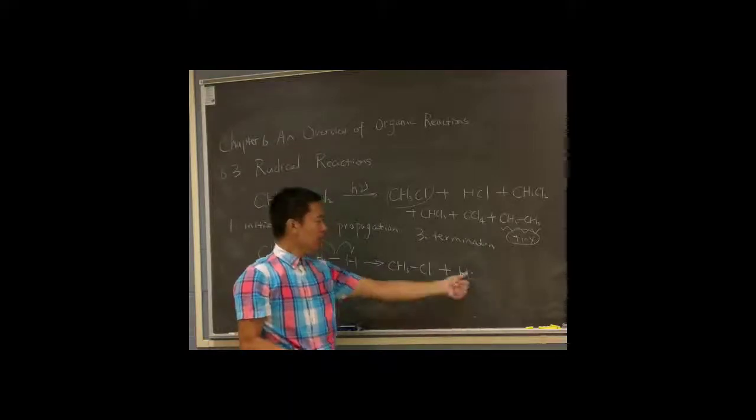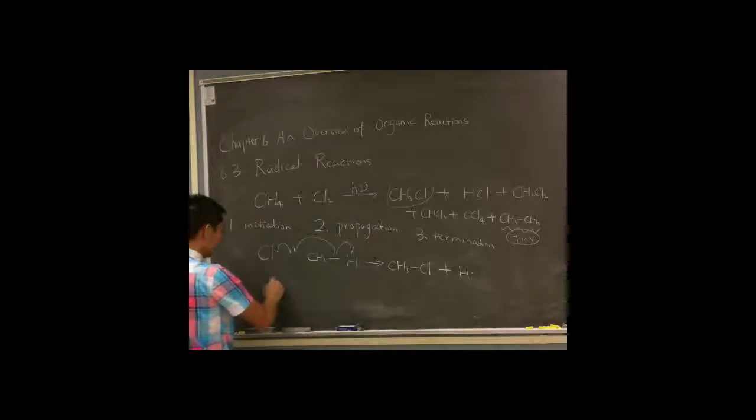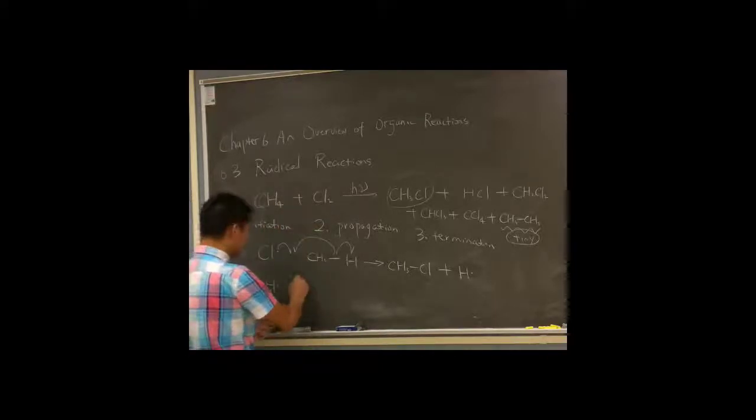Okay? So how about now we take this hydrogen radical, the H plus a single electron. Now what can it react with? Look at our starting materials. We have the methane, we have the chlorine. In the beginning, the chlorine radical reacts with methane, so now we generate more of those hydrogen radicals. So how about now the hydrogen begins to react with chlorine?